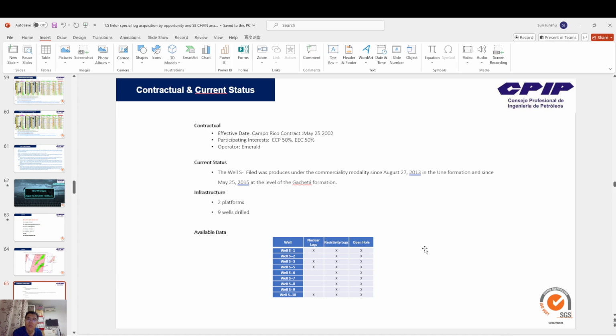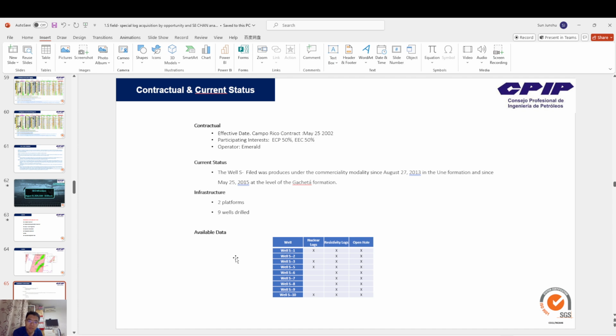50%. Operation, current status: the well field was producing in commerciality modality since August 27, 2013 in the Uni Formation and since May 25, 2015 at the level of Gajita Formation. In structure, 2 platforms, 9 wells drilled.